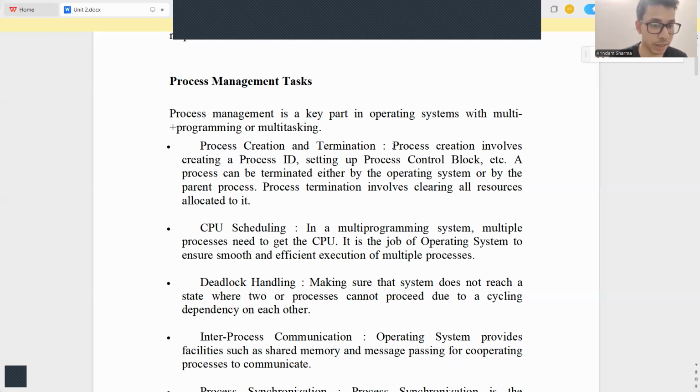Our next topic is deadlock handling. Make sure that the system does not reach a state where two or more processes cannot proceed due to a cyclic dependency on each other. Deadlock, we will talk about it later. It is a very interesting topic. For the meanwhile, just understand that the system should not reach a state where two or more processes cannot proceed. It gets stuck, and no process is willing to release its resources. So this is all about deadlock.